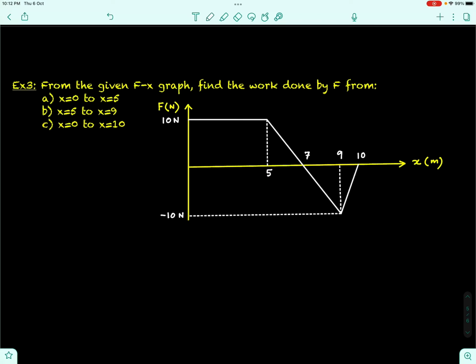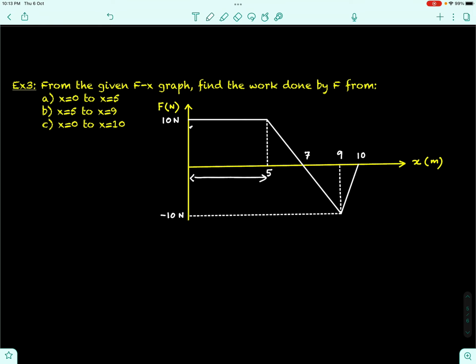Let us look at one more question here. It says from the given F-x graph, find the work done by F from x equals 0 to x equals 5, x equals 5 to 9, and x equals 0 to 10. So, look at the graph here and see that for the first 5 meters of distance, the force is a constant. And anyway, we know that the work done by a force can be calculated from the area under the force displacement graph.